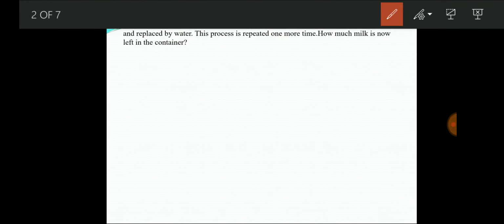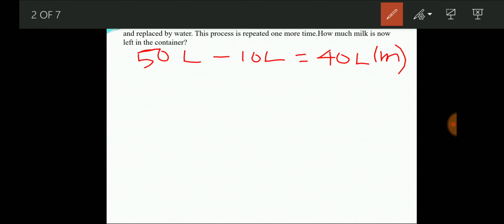So we know there is a container which has 50 liters of milk, purely milk. Now 10 liters is removed from this, so we will only have 40 liters of milk. Everything is going to be milk, because they've just removed 10 liters of milk.